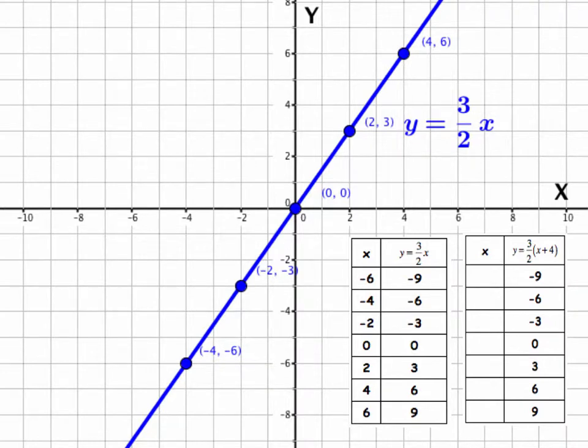Here's a graph of the equation y equals 3/2 x. Of course, it's got a slope of 3/2 and the y-intercept is right on the origin at (0, 0). And here's some ordered pairs both on the graph and in a table of values.